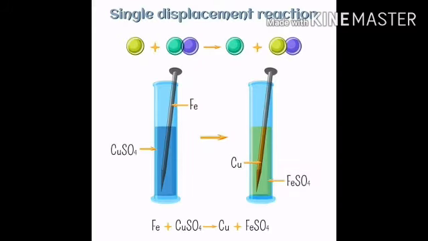Let us see an example. If iron reacts with copper sulfate in aqueous form, what will form? The iron will react with the sulfate and form iron sulfate. Now what is remaining? The copper is remaining, so copper will be displaced. Why? Because iron is a more reactive metal as compared to copper. That's why iron will react with the sulfate and form iron sulfate, and copper will be displaced.